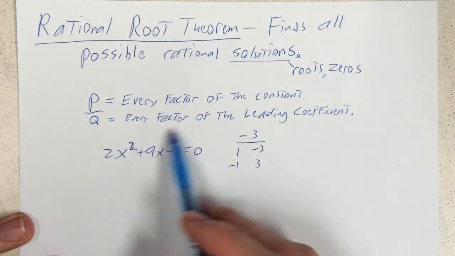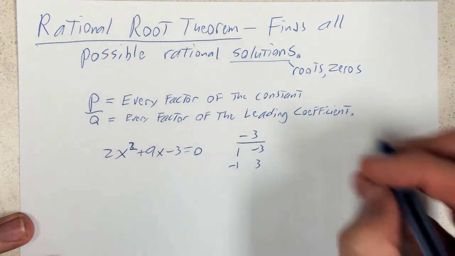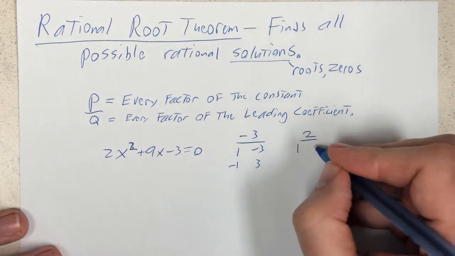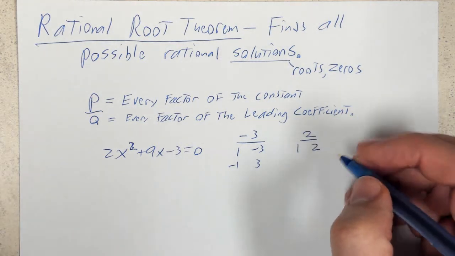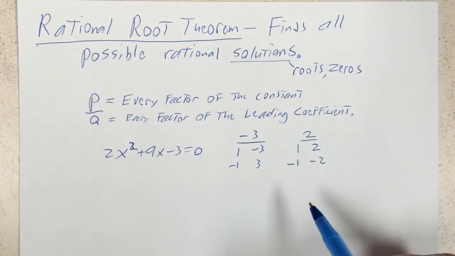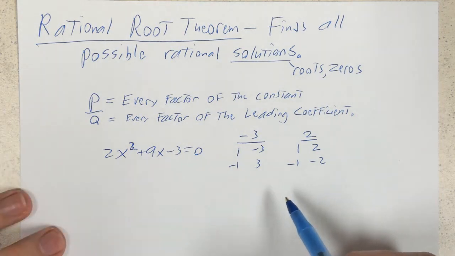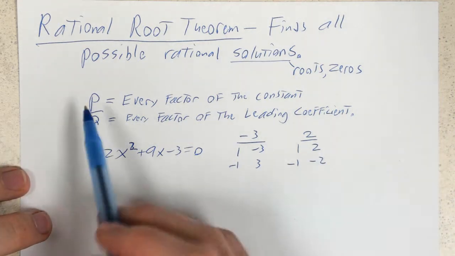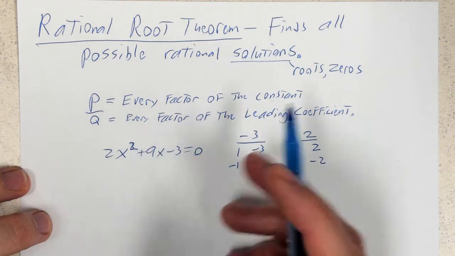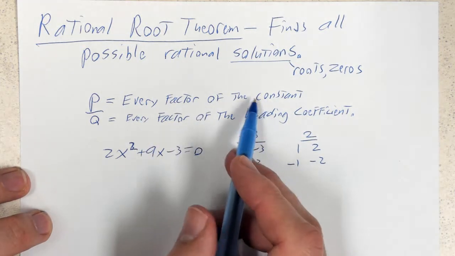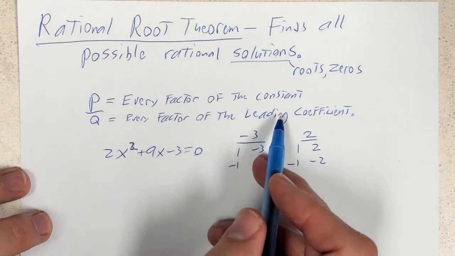And then Q, every factor of the leading coefficient. Our leading coefficient is 2. We could do 1 times 2. We could also do -1 times -2. So both of them end up having 4 factors. So far that's pretty simple. The next step, where we actually do P divided by Q, is where people start making mistakes. You're going to take every factor of the constant and divide it by every factor of the leading coefficient.